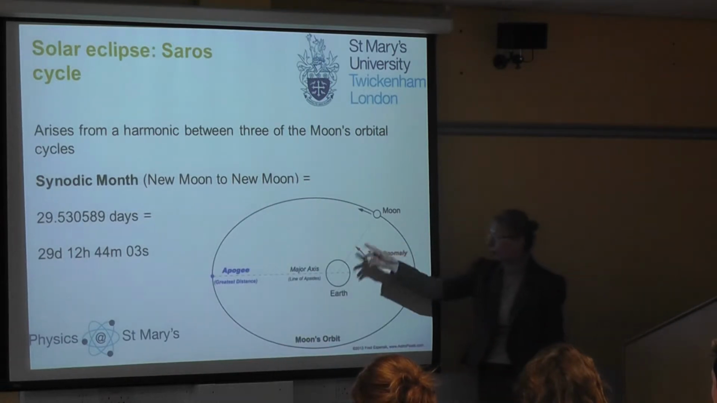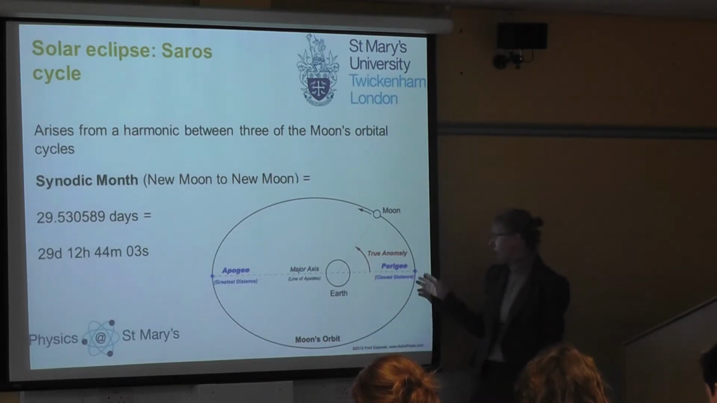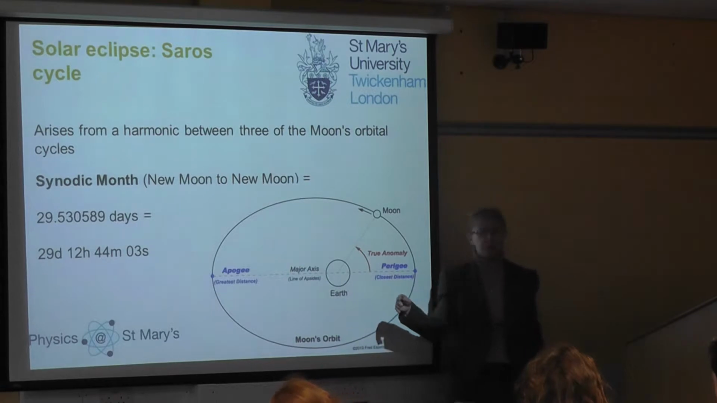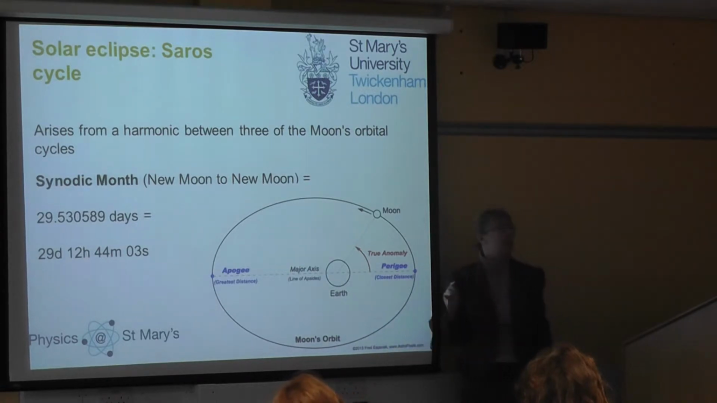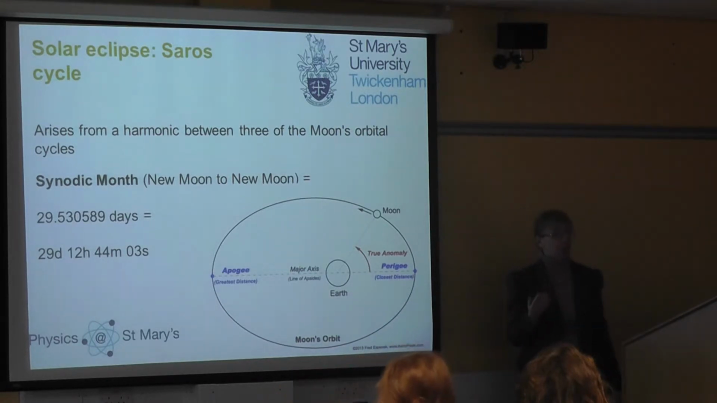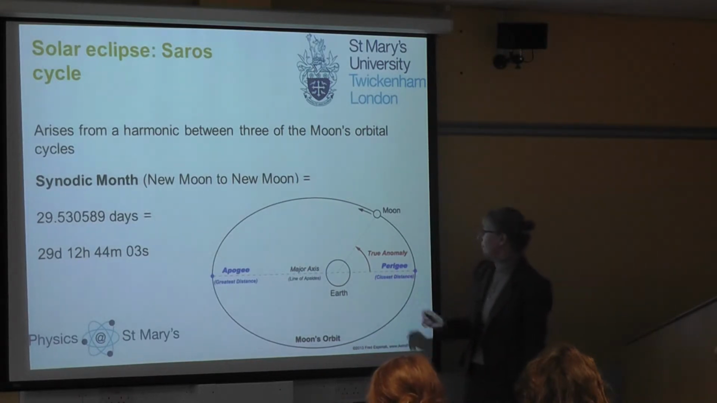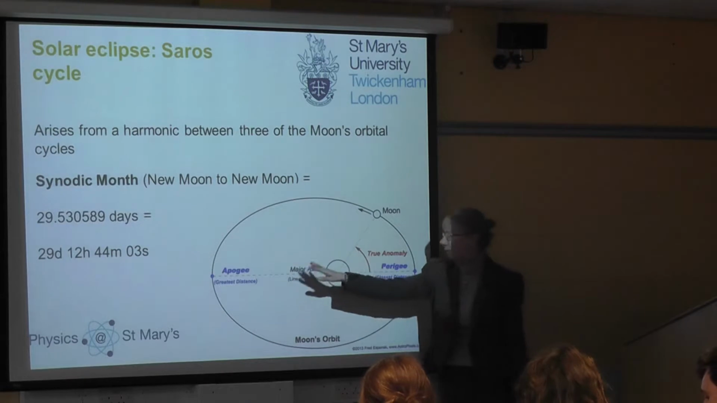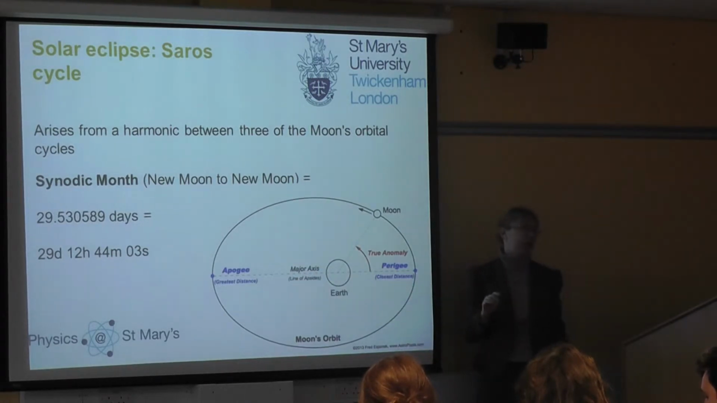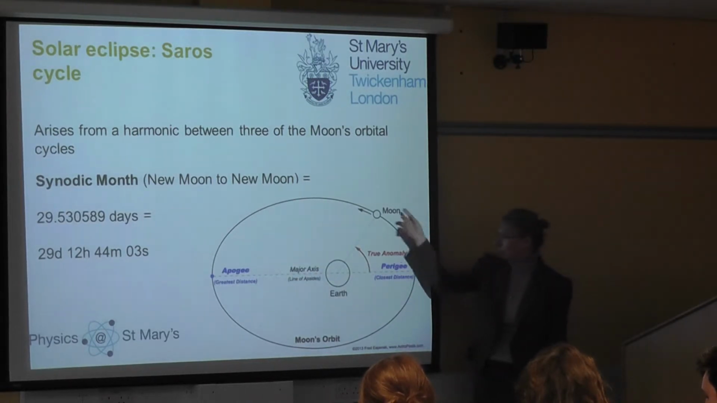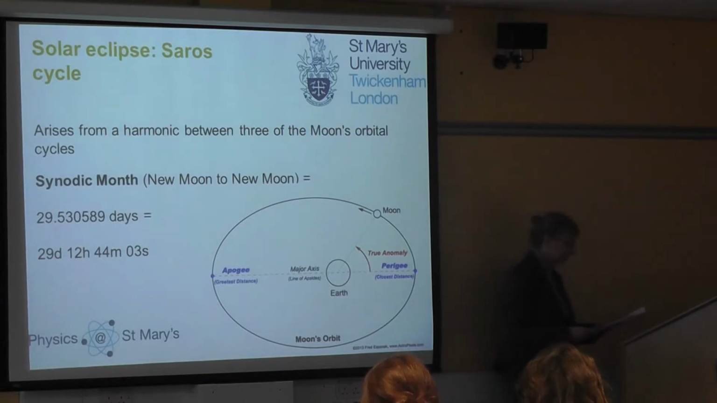If we want to see a picture, that's what happens. So this is the moon's orbit. The moon's orbit is an elliptical one. We have the perigee and the apogee. The perigee is the point at which the moon is closest to the Earth. The apogee is the greatest distance. And this is obviously the major axis of the ellipse. So the moon keeps rotating around.